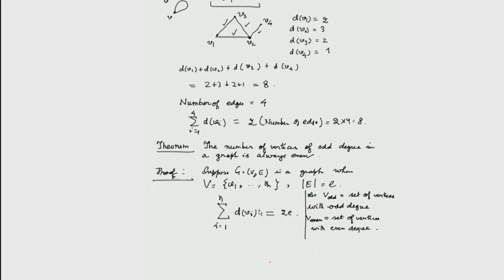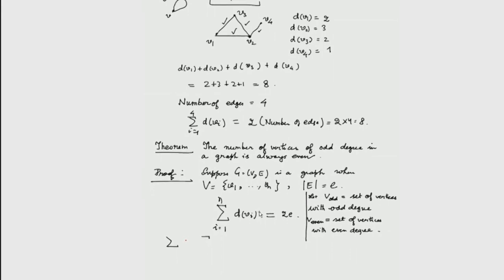Now, if we have this, then the sum that we are considering can be split up into two partial sums. One sum d(Vi), where this is over V odd, and the other sum is again d(Vj), where this is over V even. We can write all Vi belonging to V odd and all Vj belonging to V even, and this is equal to 2 times e.